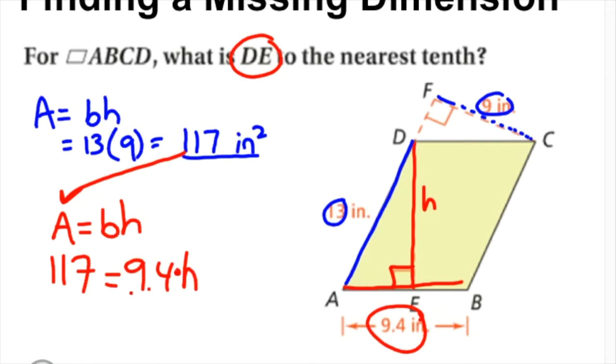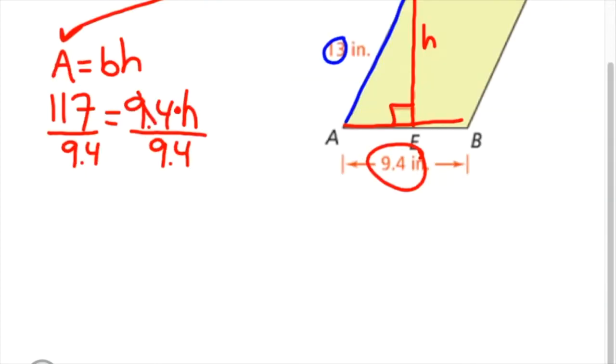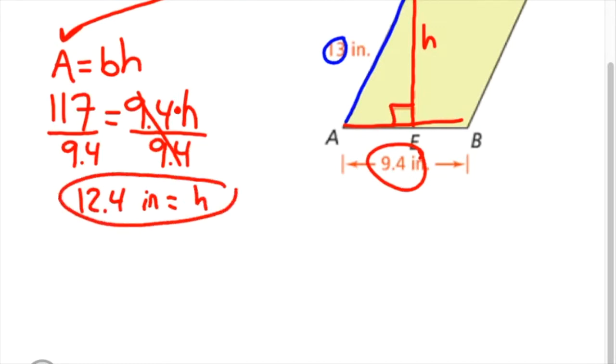So all I need to do really is take 117 divided by 9.4. I have it worked out just so the video goes a little faster. If you do that in your calculator, you should get 12.4 inches for the height. So 12.4 times 9.4 would give you the same thing as 13 times 9, which is 117. Okay, so sometimes you might be missing a dimension.